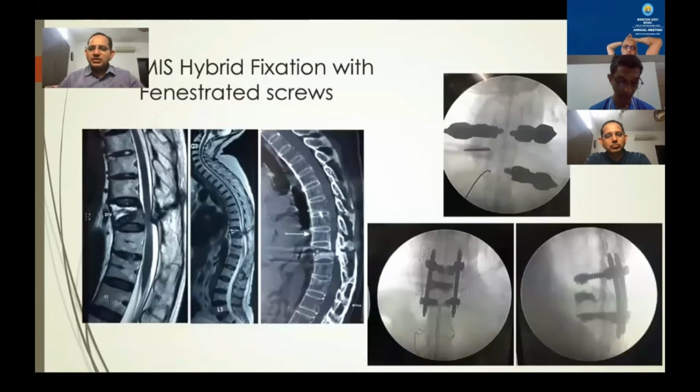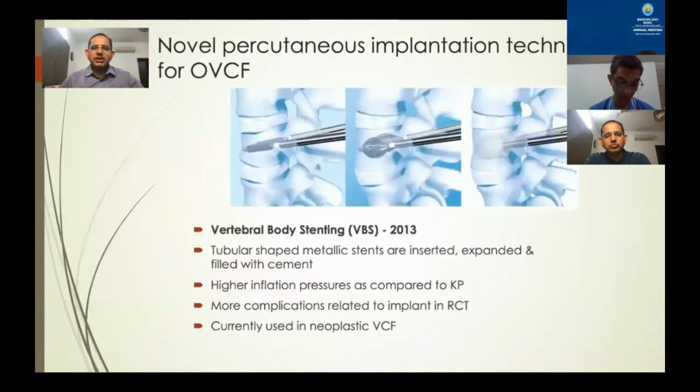The same concept was then extrapolated again in an MIS fashion in this individual who was quite elderly and having an ankylosed spine with a compression fracture at D10, which was going in for a non-union. General anesthesia was absolutely impossible because of medical comorbidities, and we decided to do everything percutaneous under local anesthesia, and this was the result that we were able to get.